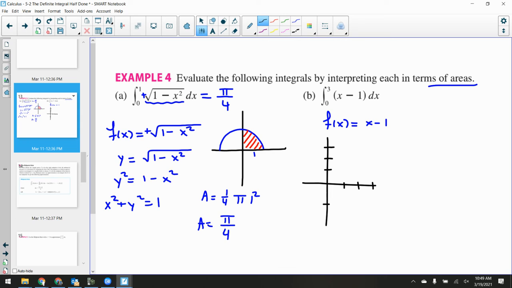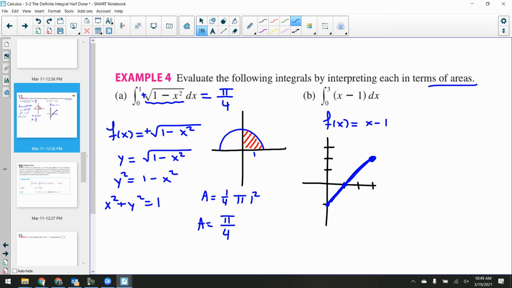So if I plug in 3, I get 2, right? I use blue. I plug in 1, I get 0. Plug in 2. Ooh, it shouldn't curve. It should be a straight line there. There we go. Okay. I want to find the area here.